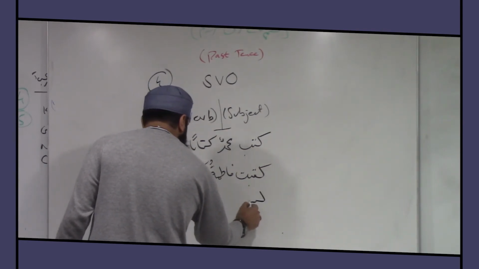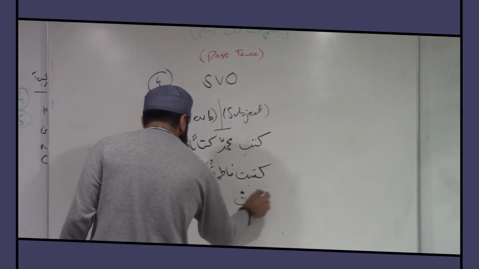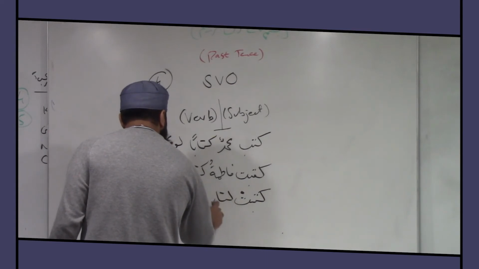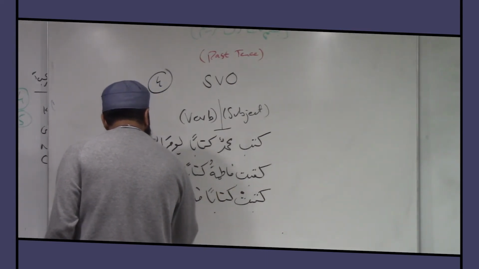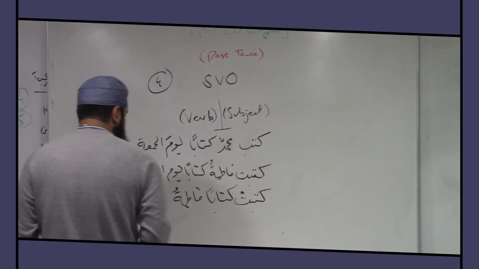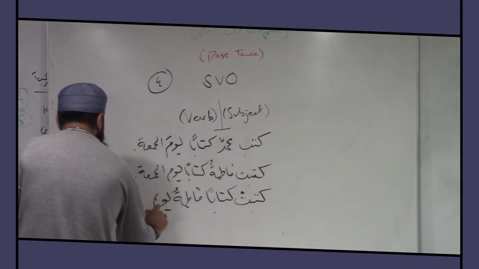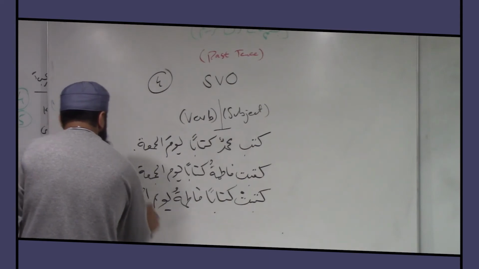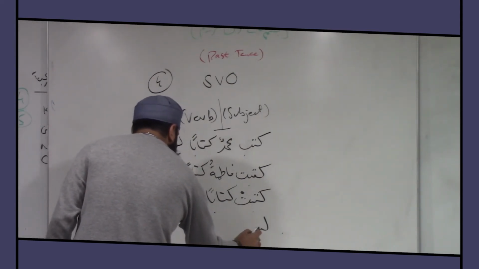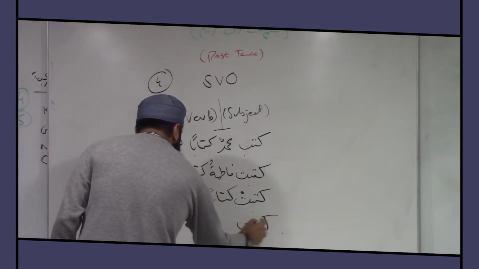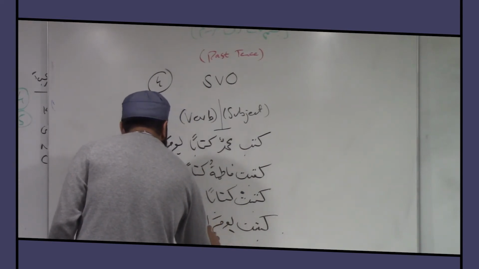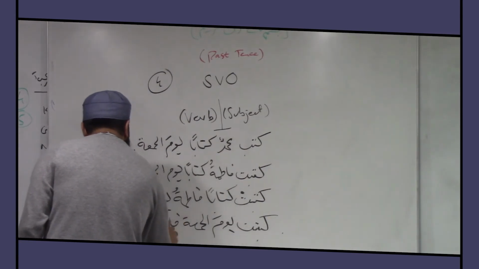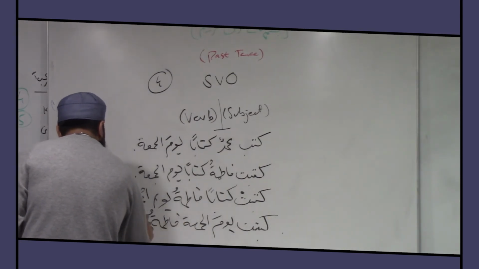How? Like katabat kitaban Fatimatu. This is one way, yeah? And then you say Yawm al-Jumu'ah. And then you can say Katabat Yawm al-Jumu'ah Fatima to Kitaban.